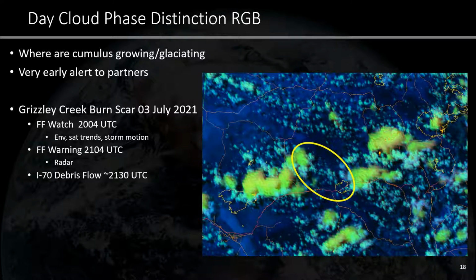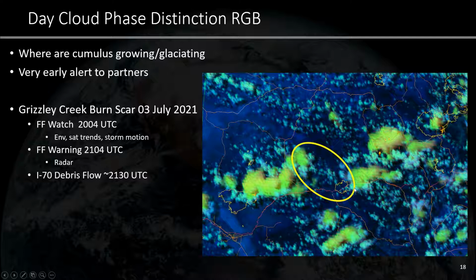Another event, and this one comes with comments from the forecast office on how the day cloud phase distinction RGB was utilized in decision making. Early July on the Grizzly Creek burn scar, the one right along I-70, the day cloud phase distinction RGB was utilized. You could observe thunderstorm development to the west of the burn scar and to the east of the burn scar, and forecasters noted enhanced Cu development and towering Cu and the beginnings of glaciation here just upstream from the burn scar.